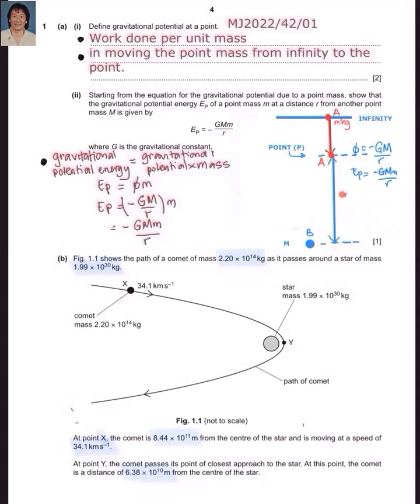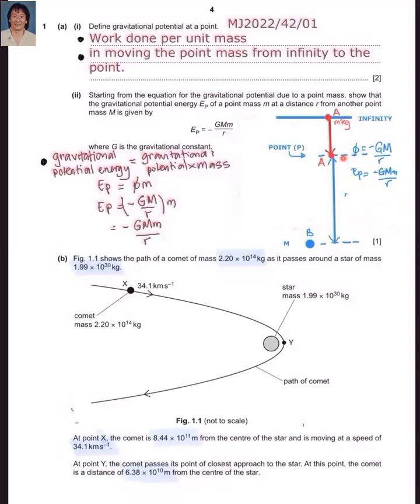For gravitational potential, A has a mass of 1 kilogram. This means that the gravitational potential at the point P due to B is the work done to move 1 kilogram mass, unit mass, from infinity to P. For gravitational potential energy, A has a mass of m kilogram. This means that the gravitational potential energy at the point P due to B is the work done to move m kilogram from infinity to the point P.